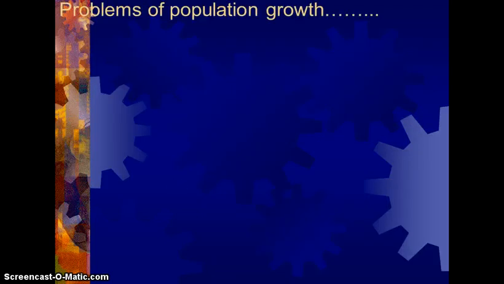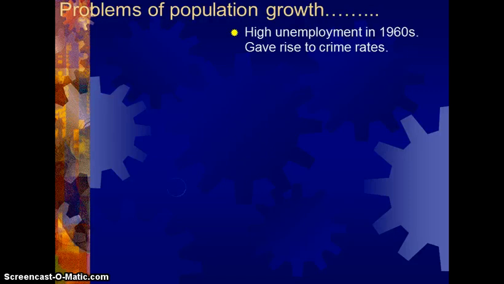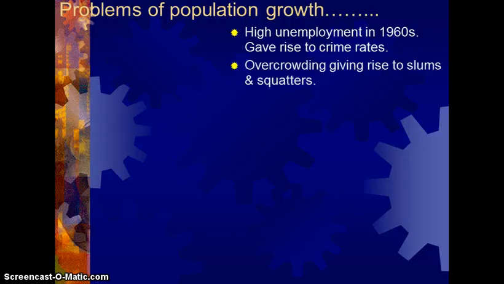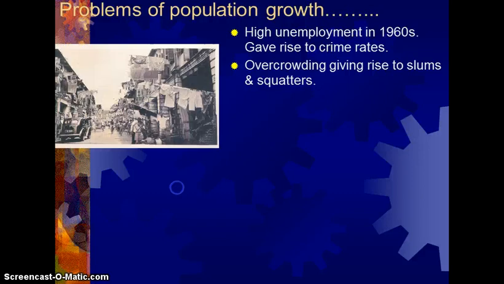All right, problems of population growth. When you have population growing at such a tremendous rate, there will definitely be a high degree of unemployment, as in the 1960s, and this gave rise to crime and overcrowding, giving rise to slums and squatters. In those days, there could be as many as 50 people staying in a house. Look at this in Chinatown. This is a picture of Chinatown in the 1960s.